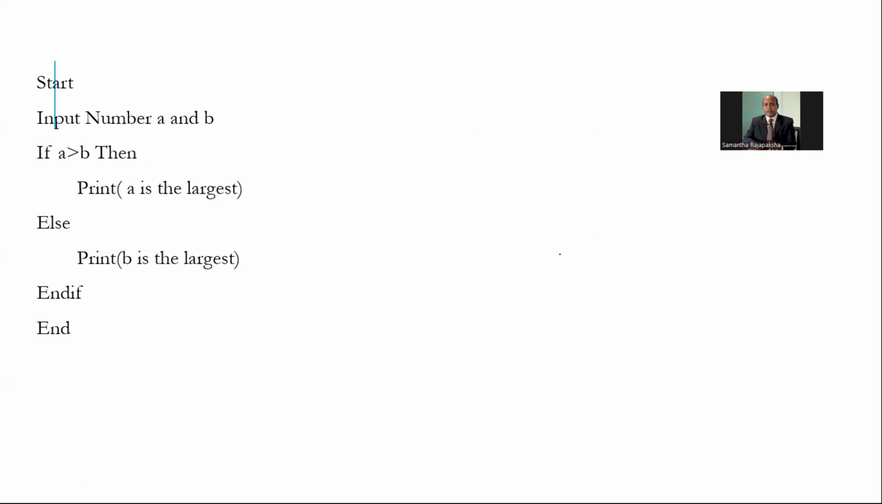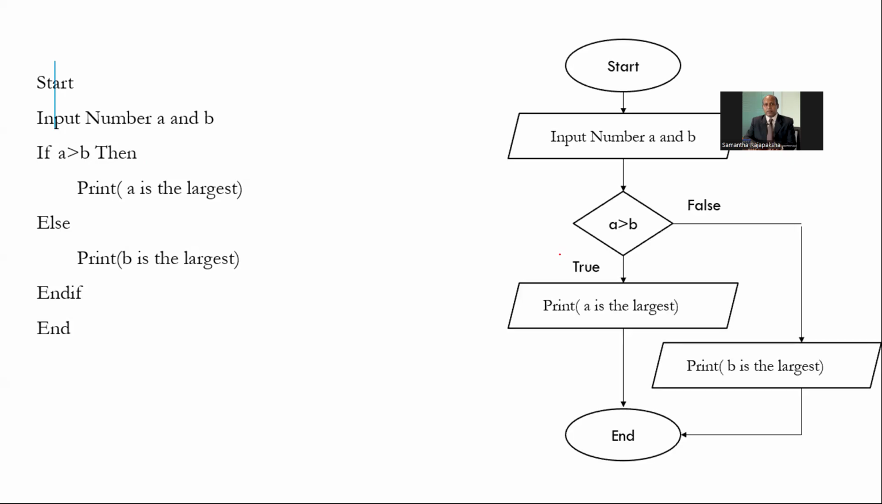So this is another very simple example. If you have two inputs A and B, you can just compare and then find out which one is the largest. Based on the condition output, you can say A is largest, else B is largest. Then you can write the flow chart for this.